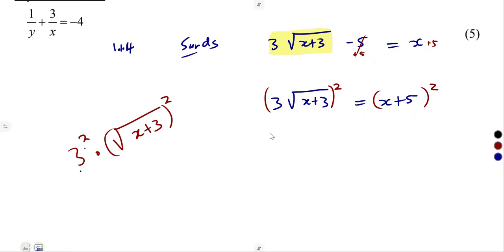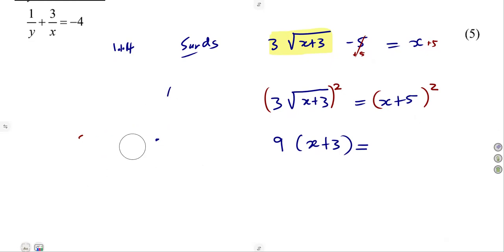So 3 to the exponent of 2, that is 9. The square root, when raised to the exponent of 2, remember, it neutralizes. So you're left with x plus 3, which is an expression. So 9 has to multiply that expression, open a bracket for that. So this is equal to what? Our right-hand side, guys, is just a normal expansion. Remember the a plus b concept. a plus b squared is a squared plus 2ab plus b squared.